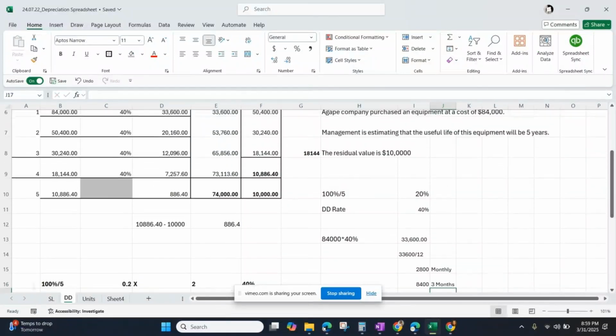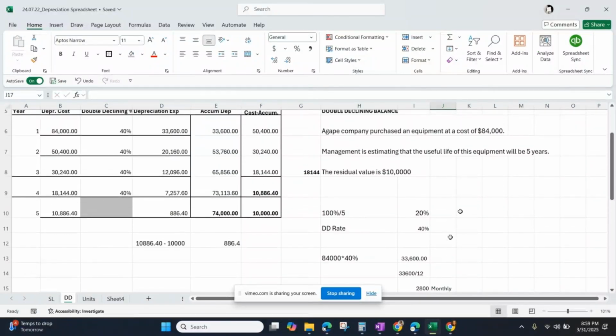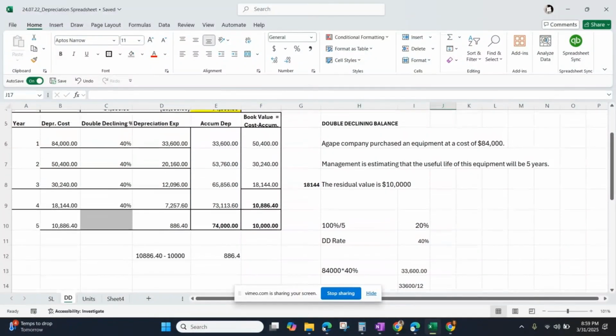So this was my demonstration of how to calculate the depreciation under the double declining balance.